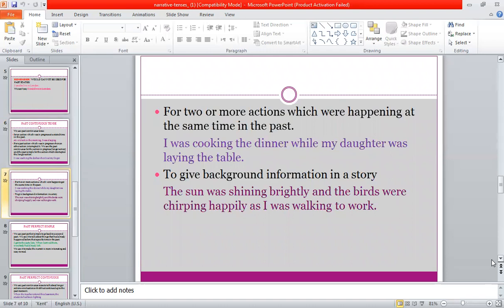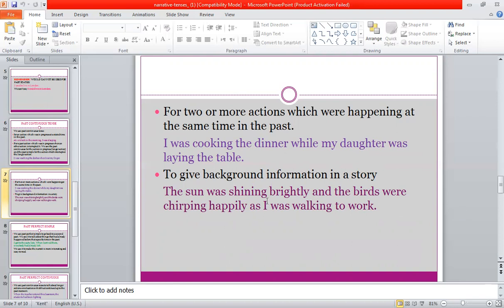What else for past continuous? For two or more actions which were happening at the same time in the past. We call it simultaneous action. Two or three or more actions were happening at the same time in the past without interruption. I was cooking the dinner while my daughter was laying the table. So no interruption here. Two things were happening together.